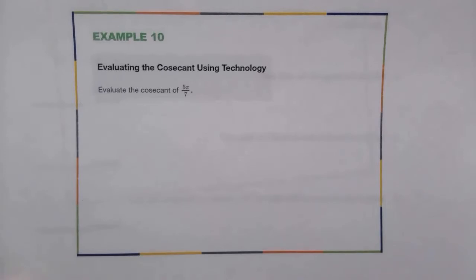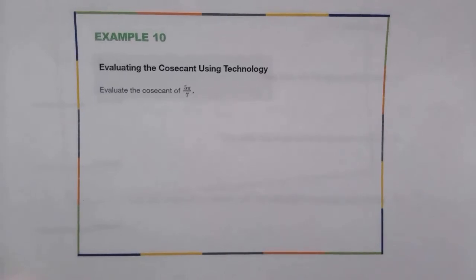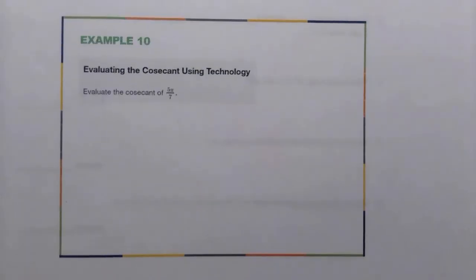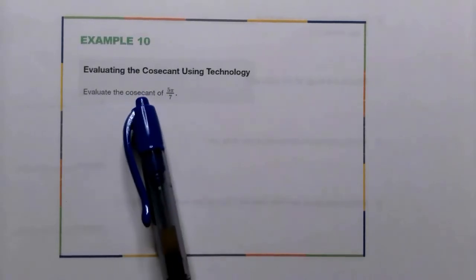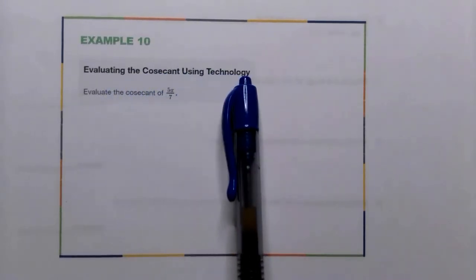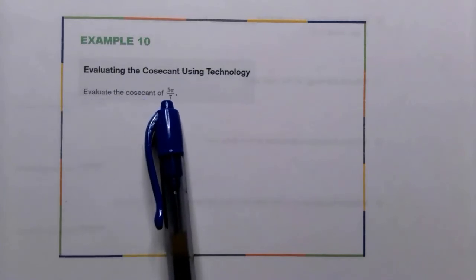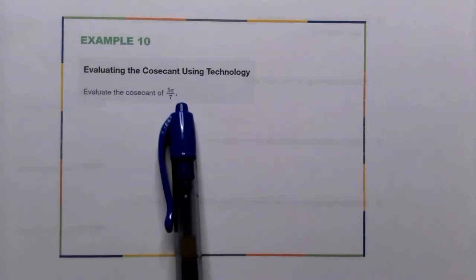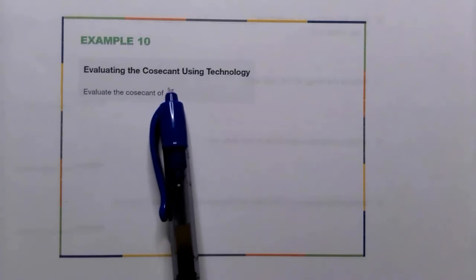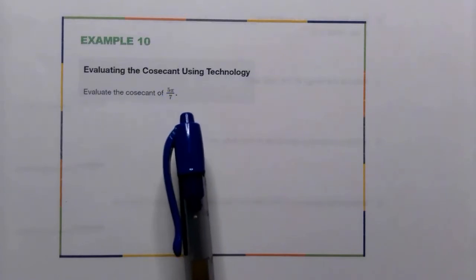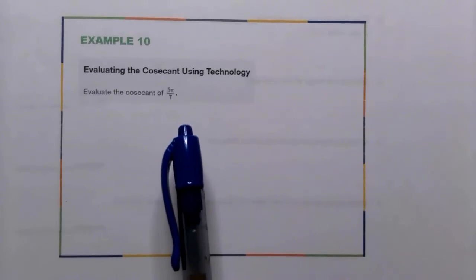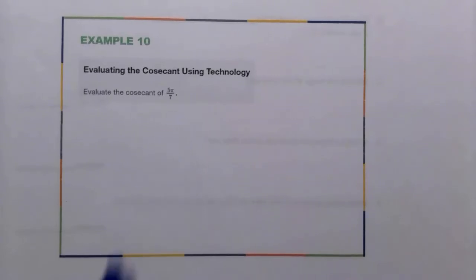And here's our last example for this section. This is about using your calculator to find trigonometric functions. It says using technology, and we need to evaluate the cosecant of 5 pi over 7. If you look at the denominator, this is not a common denominator that we are used to. This is not one of our common angles, so we need technology help to figure that out.